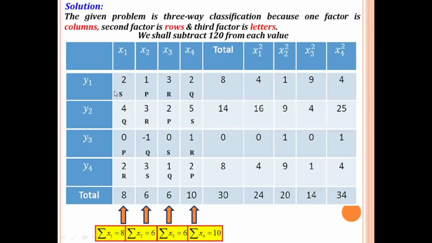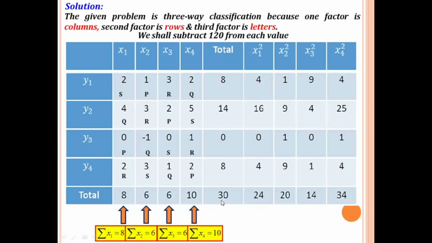What is sum of y1? Adding these four values, sum of y1 equals 8, sum of y2 equals 14, and adding the next four values we get 0, which is sum of y3. Finally, sum of y4 equals 8. Adding column wise we get 30, and row wise we should also get the same value, 30. Adding column wise or row wise we should get the same; only then is your data correct, otherwise it is wrong.